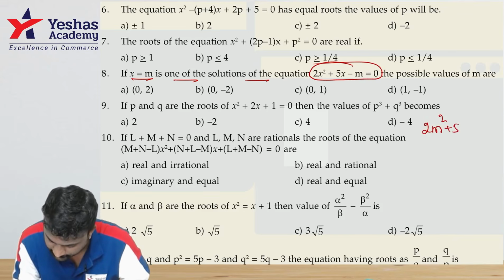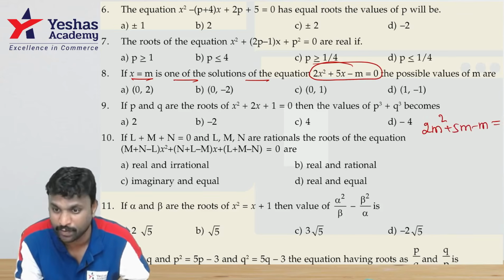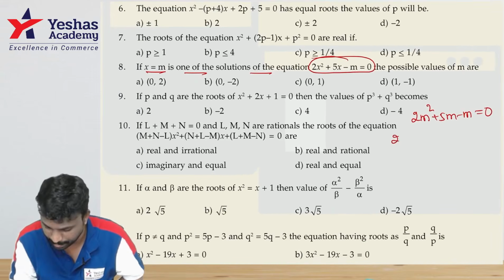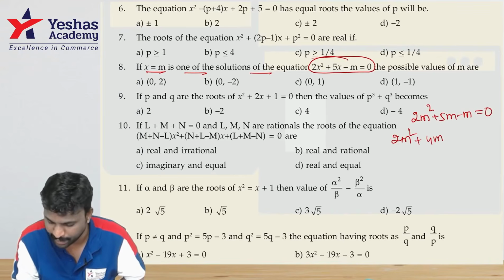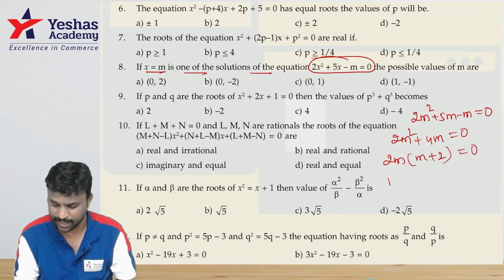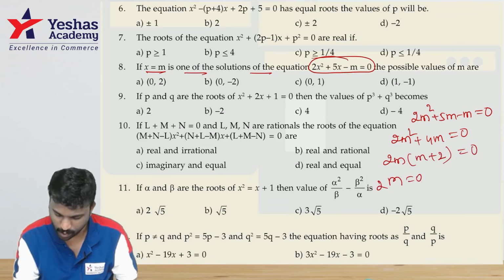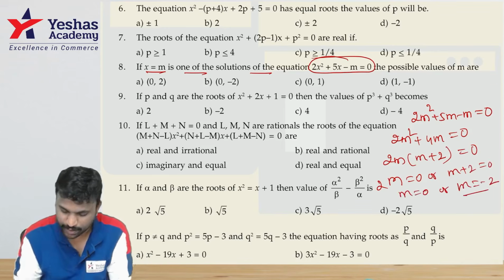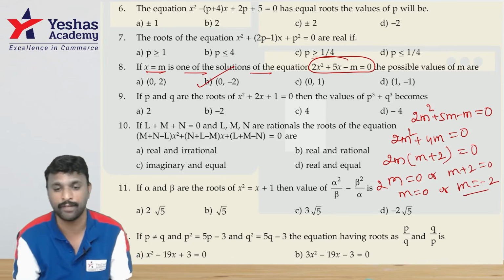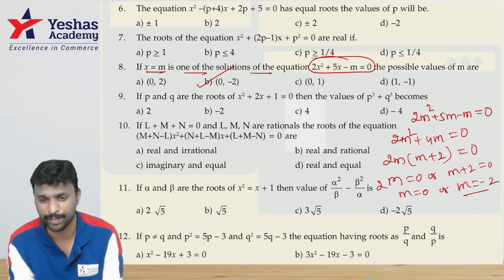That means 2m square plus 5m minus m should be equal to 0. Guys, solve this. 2m square plus 4m equal to 0. Guys, what's common? 2m is common, so m plus 2 will be remaining, that is equal to 0. Either 2m equal to 0 or m plus 2 equal to 0. So m is equal to 0 or m is equal to minus 2. So 0 or minus 2, that means option B is the right answer. Have you understood?